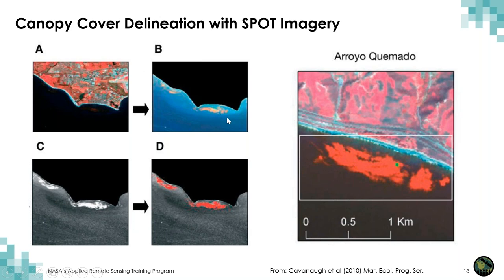So you see the land in black, and then the different extents of the kelp coverage in the water. C and D here show the kelp canopy delineation after applying principal components and image filtering, respectively. Now, the image on the right here shows a close-up of one of their study sites where the green dot that we see within the image represents the location of a diver-based sampling site.